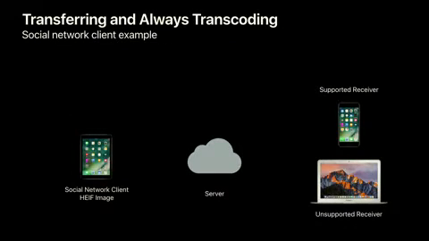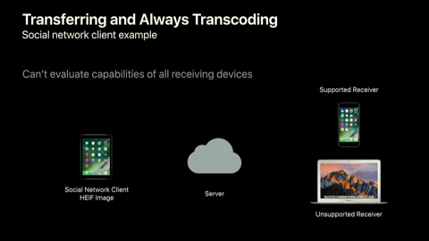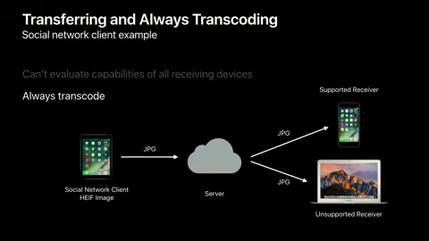Let's start with looking at an example of a workflow where you might always transcode. In this example, you have your own social networking client that allows users to add HEIF or HEVC content to a timeline. With this architecture, there is really no opportunity to evaluate the capabilities of all the receiving devices, and possibly no server transcode support. So the option here is to always transcode. For this scenario, both supported and unsupported devices would receive the transcoded representation, for example, a JPEG or H.264.